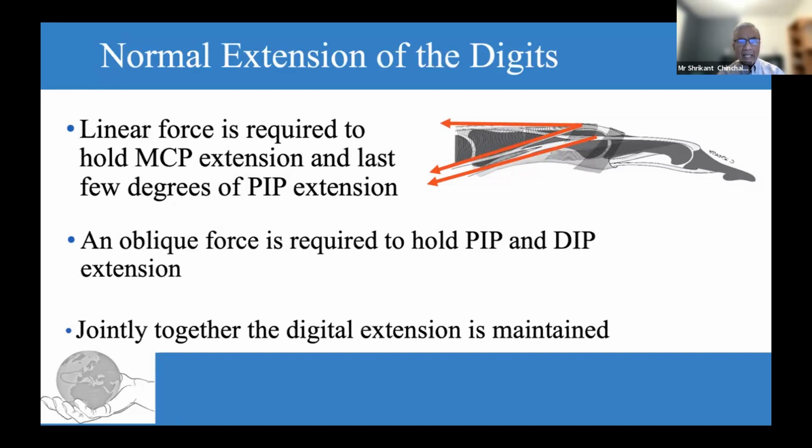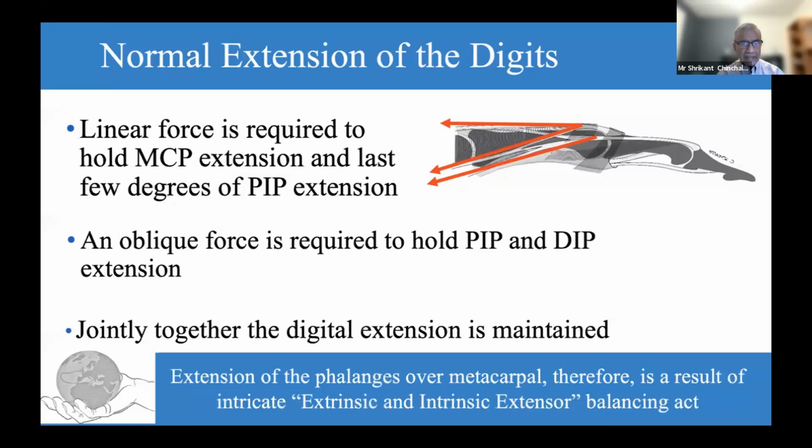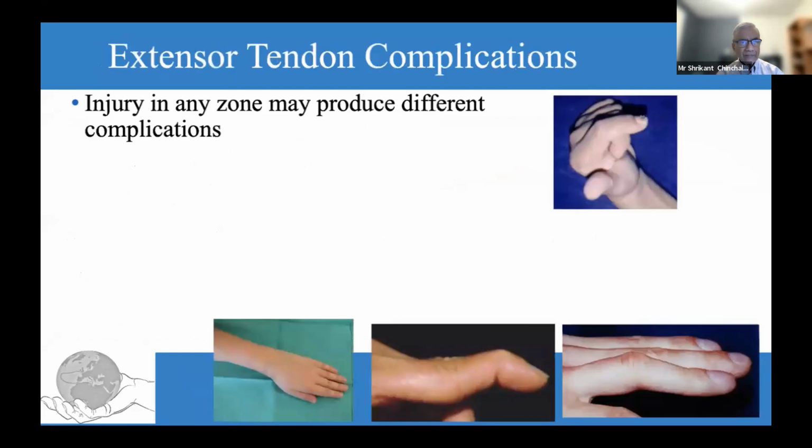You can see how the mechanics is quite complex. So we can very well say, based on the discussion that I gave earlier, the extension of the phalanges over the metacarpal, therefore, is a result of an intricate extrinsic and intrinsic extensor balancing act. So they are balancing the mechanism very nicely, allowing us to retain extension at all the three joints.